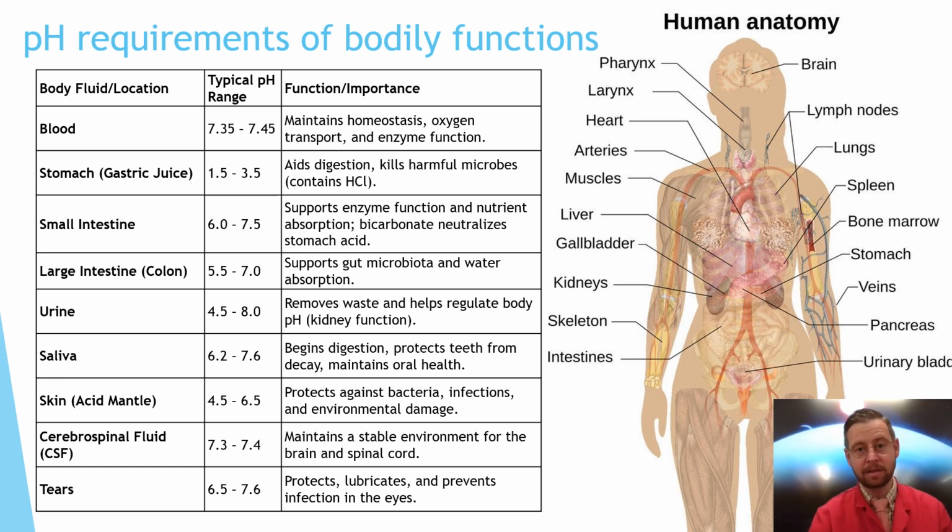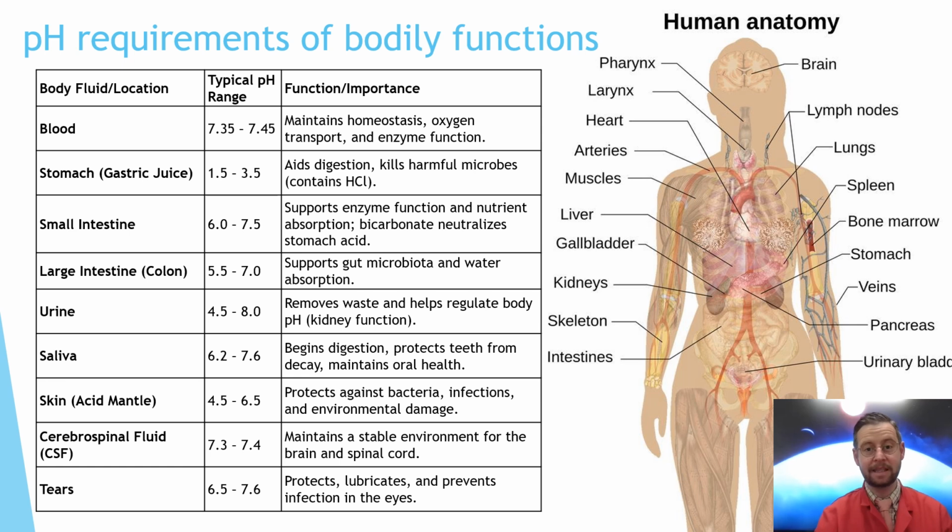Everywhere from the stomach to the small intestines, even your tears have strictly controlled pH levels. The one we're going to look at in detail here is blood. Blood has to stay within a range of 7.35 to 7.45 on the pH scale. Now, if we did 10 to the minus 7.35, we get 4.46 times 10 to the minus 8 moles per decimeter cubed in terms of the concentration of H+ ions.